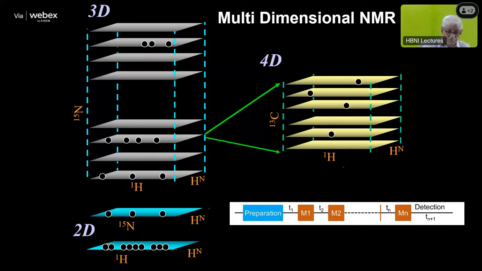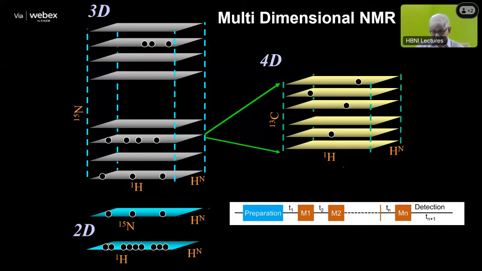So all of these four peaks are separated on the basis of the carbon 13 chemical shift. Okay, so therefore this allows you to improve the resolution in your spectrum, dispersion in the spectrum. This is done by what is called multidimensional NMR techniques. Multidimensional NMR is schematically shown here.